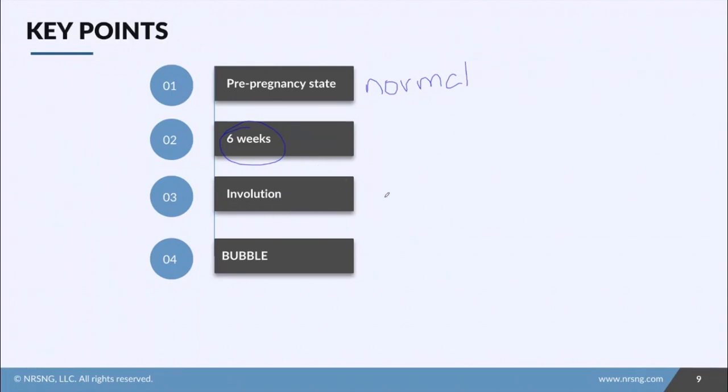And then involution. This is the uterus shrinking and getting back into that pelvis. And then our bubble assessment. So our breast, uterus, bowel, bladder, lochia, and then our 3 E's is episiotomy, emotions, and extremities.